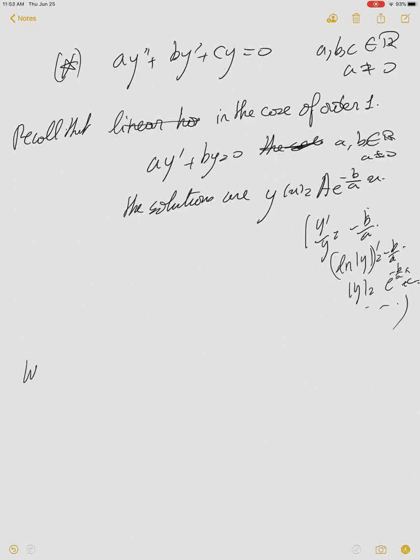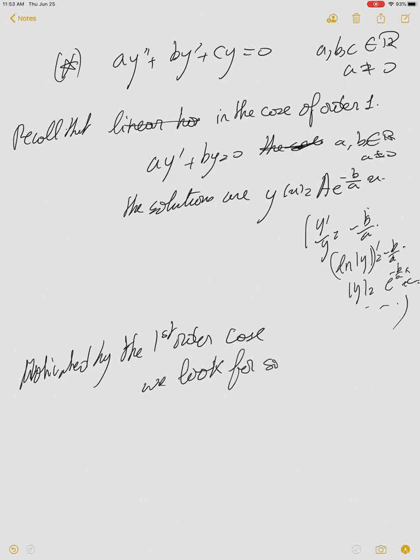Okay, motivated by the first order case, we look for solutions of the form y equal e to the mx. This is not the only reason. There are more reasons to do this, but I just motivated it with the first order. Now, how many solutions do I need to start? This is a linear homogeneous ODE, so I need two linearly independent solutions in order to generate all the solutions. This is from section 4.1.